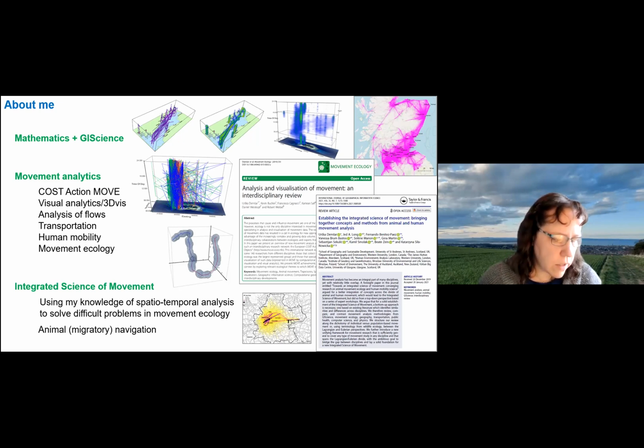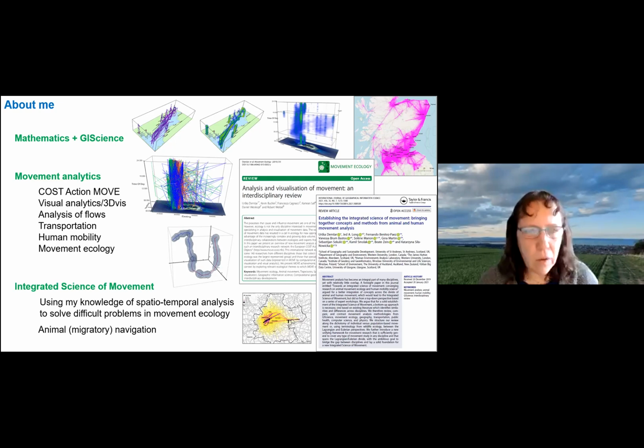And this sort of started a community that has grown over the years, and it has led now to this idea of the integrated science of movement, where we are trying to bridge the gap between these different disciplines. Because we realize that there's really a lot of similarity between disciplines, and on the other hand, some disciplines have solutions that others don't have, and so it would be a really good thing if we could bring this together. And within this integrated science of movement, what I'm trying to do is use my knowledge of spatial temporal analysis to solve different problems in movement ecology.